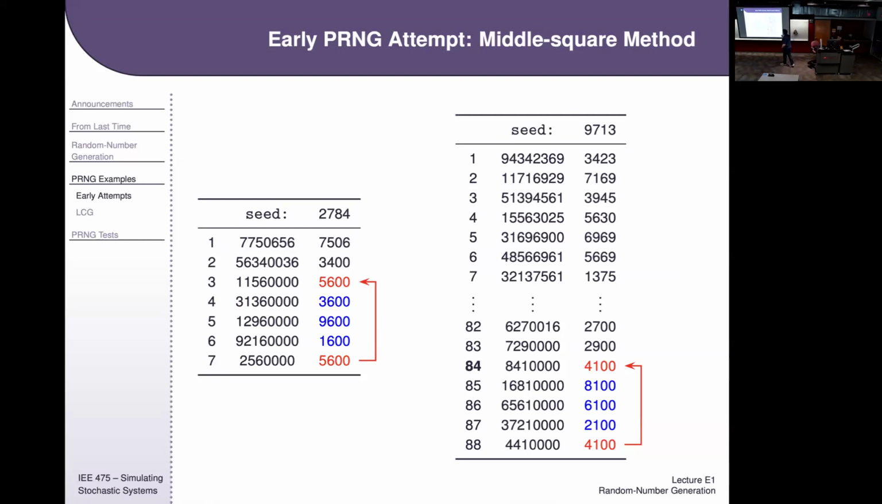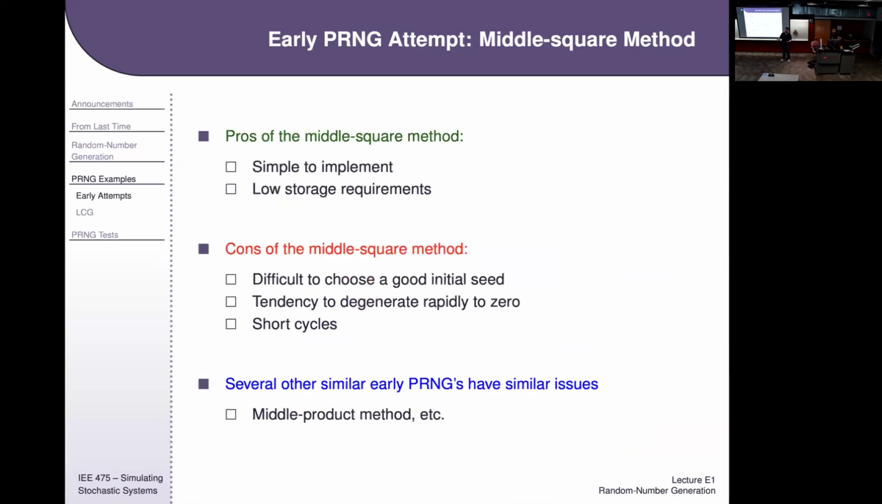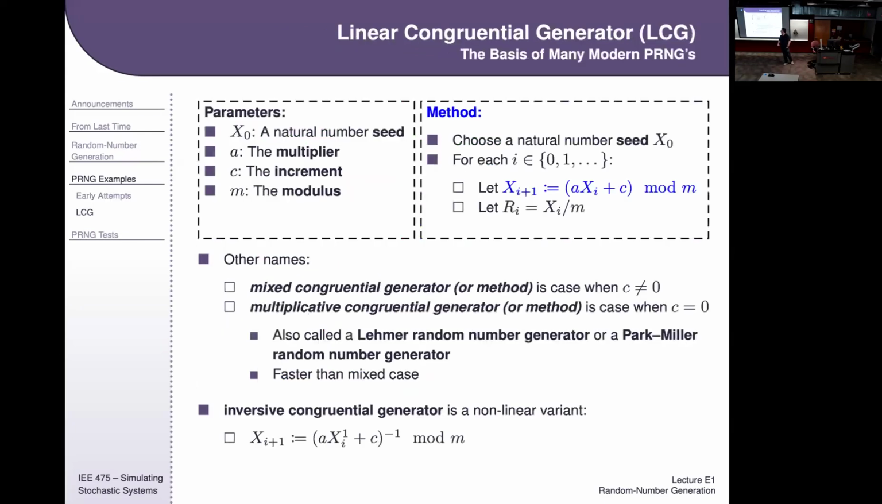So this is not great, this middle square method. It's simple to implement. It has low storage requirements. It's pretty fast, but it's difficult to find good seeds. They tend to rapidly degenerate to 0 and have short cycles. So many other early pseudo-random number generators have exactly the same problem, and so we don't use them anymore.